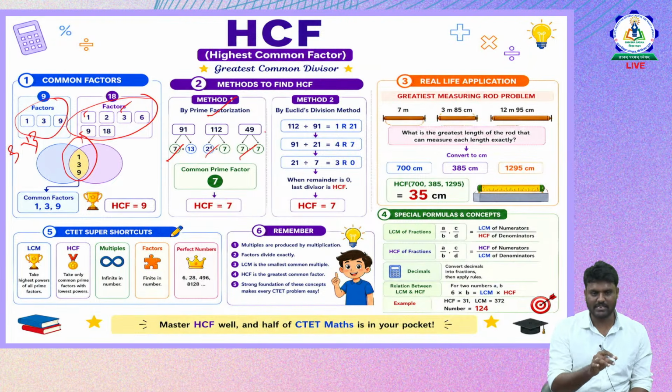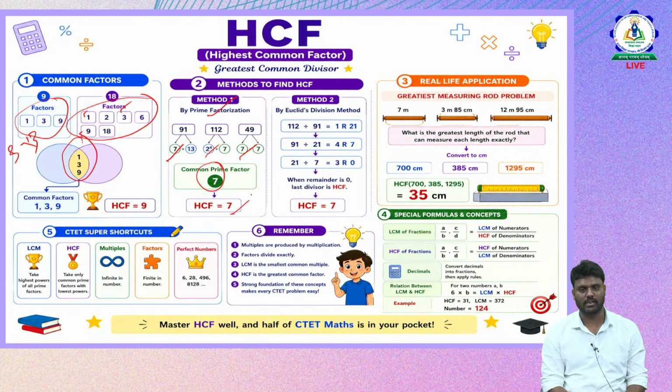So out of these, what is the common factor? 7 is the common factor. Okay, so this is one way of identifying the highest common factor when we are trying to solve the problems of the highest common factors.